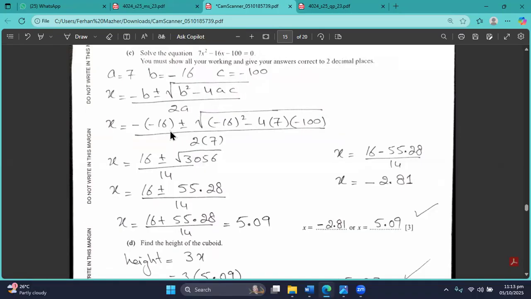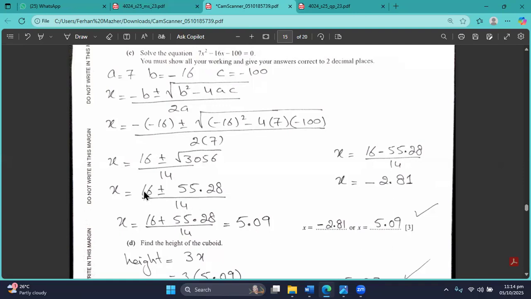So minus into minus 16 plus minus under root, and under the root we have minus 16 whole square minus 4 into 7 into minus 100. So when you solve this discriminant, you get 3056 and then under root on it. So you will have positive 16 here plus minus under root 3056, the whole thing divided by 14. So you have 16 plus minus 55.28, the whole thing divided by 14.